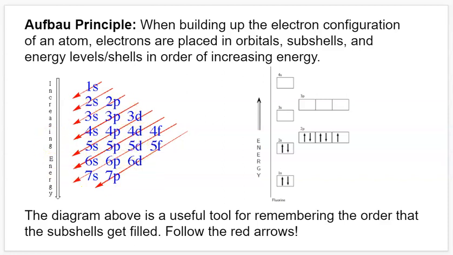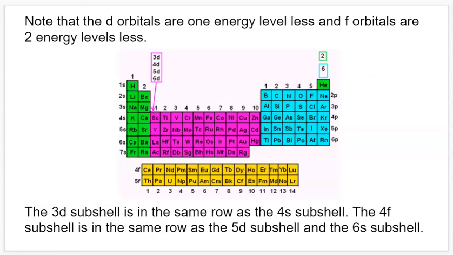I know this could be confusing, but a good way to remember how to do this is to think about the periodic table. The one thing you have to remember here is I explained the blocks before. So these green ones are the S block, these blue ones are the P block, these pink ones are the D block, and these yellow ones are the F block. And remember, the block represents the last electron that you would put in the atom is going to be in that type of subshell.